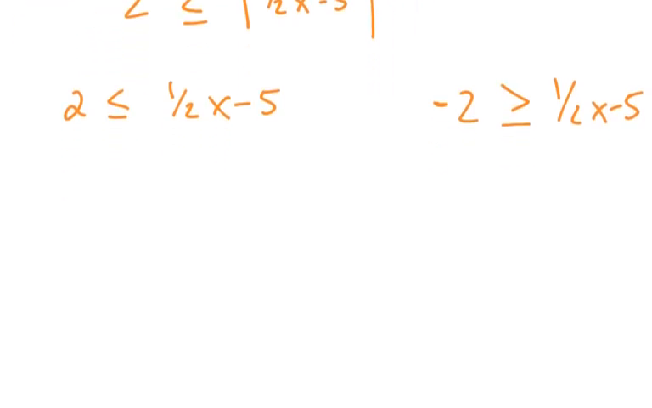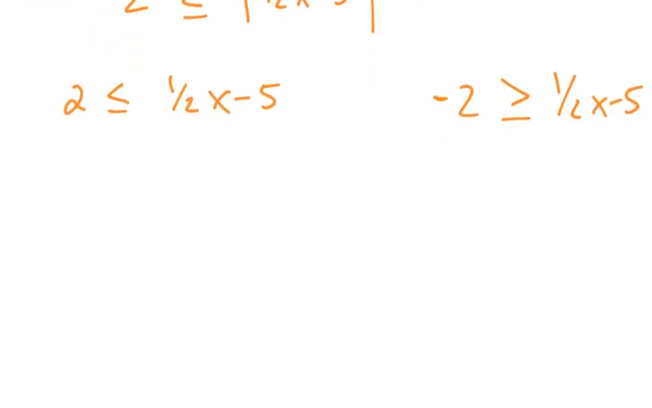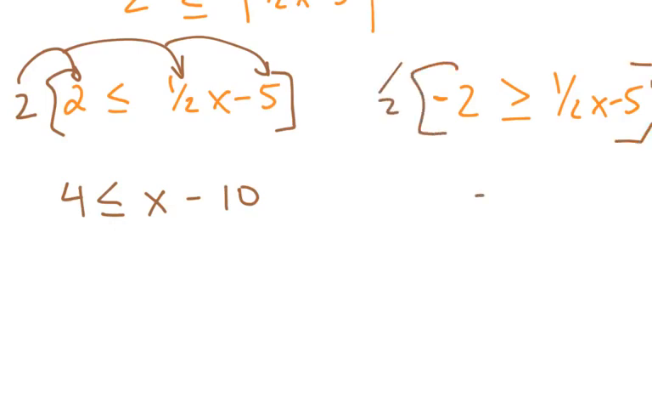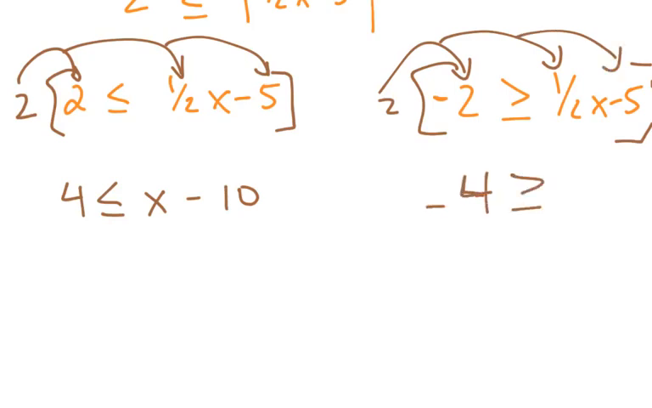So the cool thing about math is that once you learn a strategy, you can always employ it. I don't like fractions, so I'm always going to multiply through by the denominator to every term. So 4 is less than or equal to x minus 10. And I'm going to do the same thing over here. So negative 4 is greater than or equal to x minus 10.